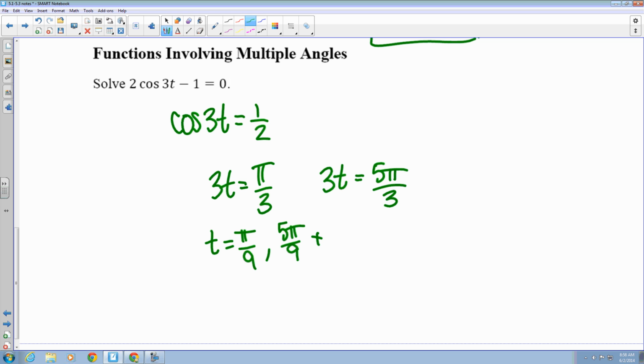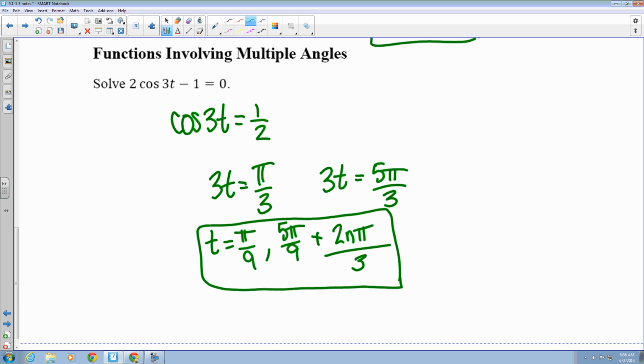And I also have to add the 2n pi, and this part's a little weird. When I add the 2n pi, I also have to divide that by 3. So when we have a multiple angle other than just t, x, theta, whatever, I need to make sure that I divide everything in my answer by 3 or whatever number's in front.